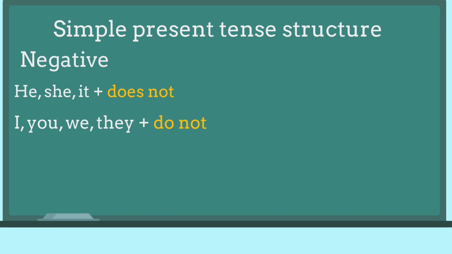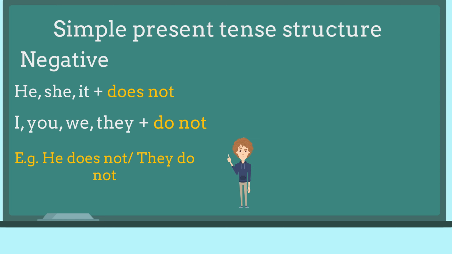If the sentence is negative, then we say he, she, or it does not. For I, you, we, they, or other plural subjects, we use do not. For example, he does not or they do not.